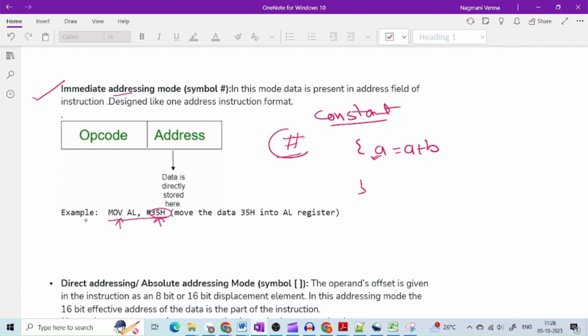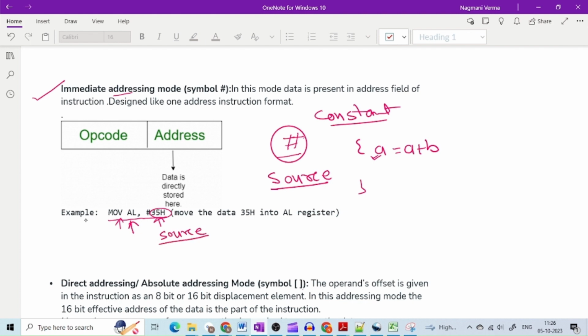We have to use this symbol. And one more important thing, here it will come only as a source, because we cannot give this in the destination. This is the destination and this is the source.